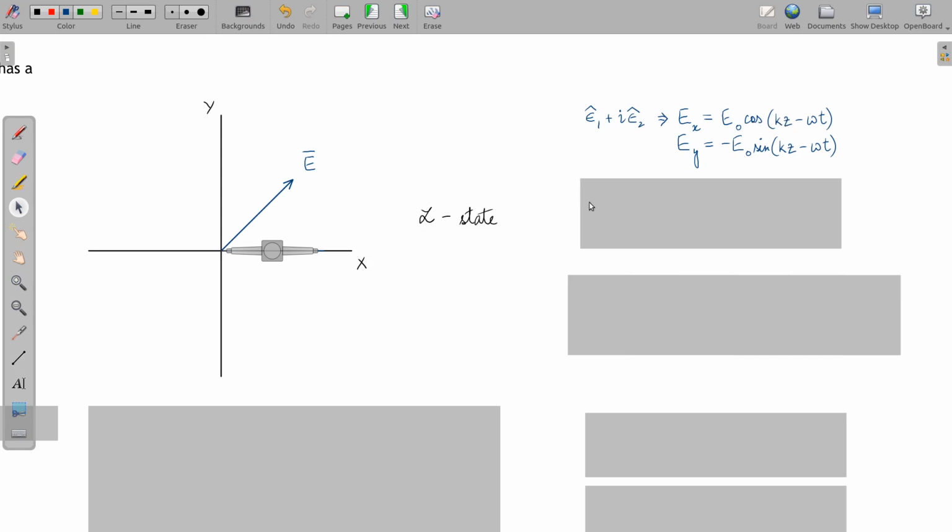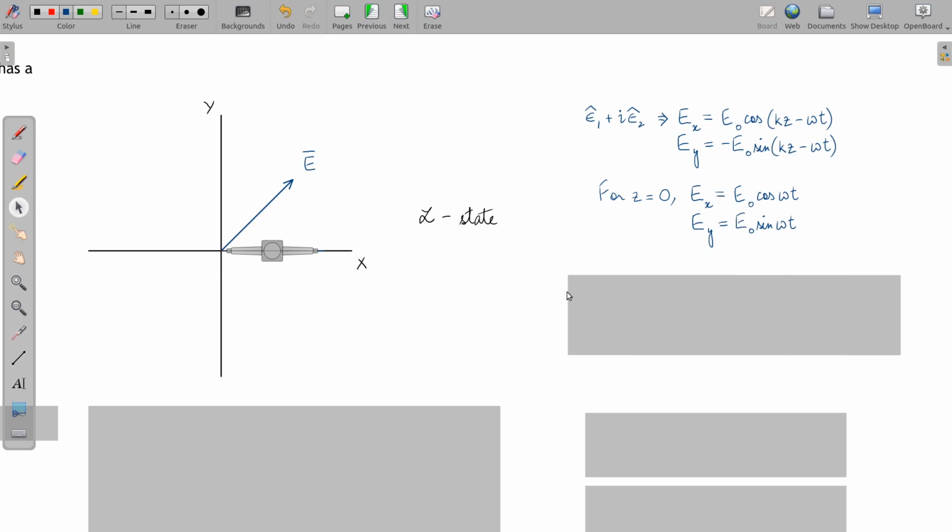So I can choose any z value that I want. Let us choose a z value which is going to make things simple. We choose z equal to 0, and the moment we choose z equal to 0, Ex is going to become cos of minus omega t. Cos of minus theta is equal to cos theta, so we have Ex equal to E naught cos omega t. And here, this becomes E naught sin of minus omega t. Sine of minus theta is minus sin theta, so that minus and this minus will cancel out, and we'll have plus E naught sin omega t. So these are your x and y components.